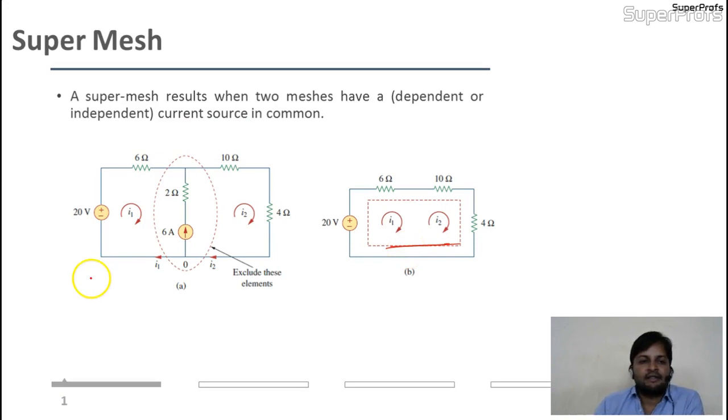See friends, if we study this mesh only, we write the equation here, 6I1. Fine. What about this? In this circuit, current is coming from this side, so the voltage drop will be 6 times 12. Fine, here you get the voltage. But what about this current source? Here we have to assume a voltage, because we don't have the voltage across the current source. So again, we have another variable. Already you have two variables, I1 and I2.